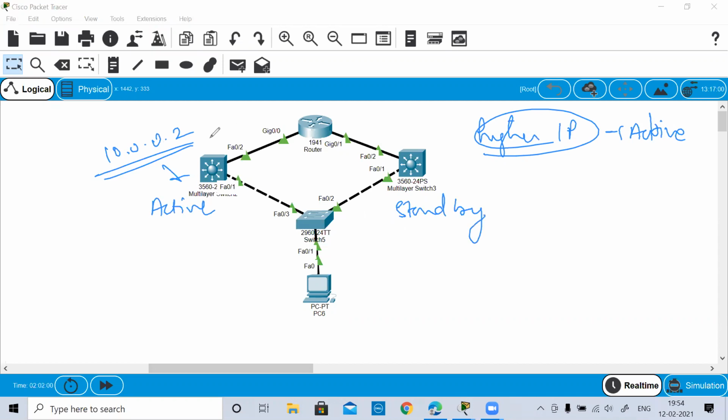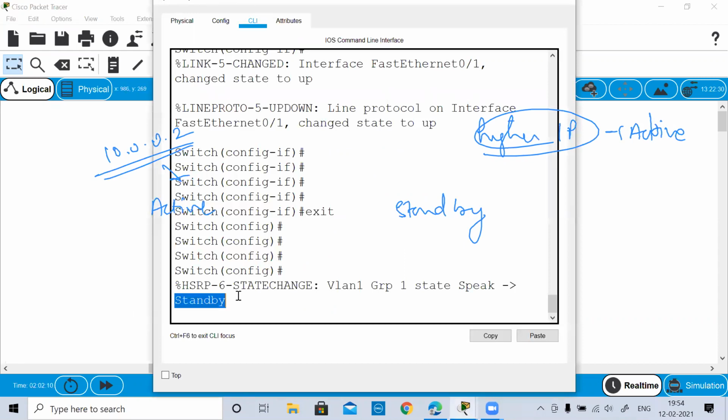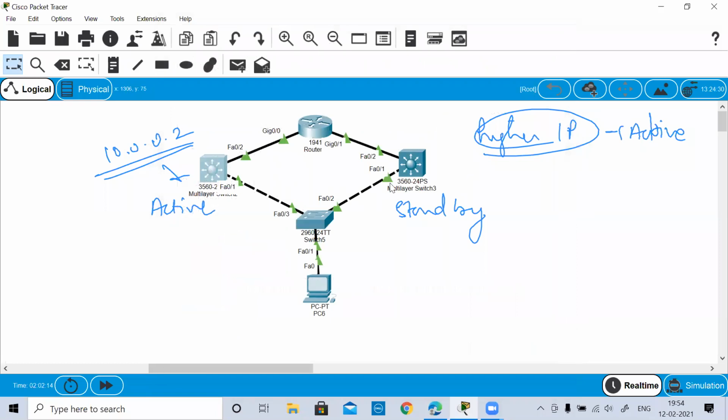Let's say this is on now. Okay, now this interface has gone up. Now we will see what the state of this router is. So the state is standby. Okay, it is not going to go again to the active mode, because now this is active, and according to this also the highest IP should remain as active.